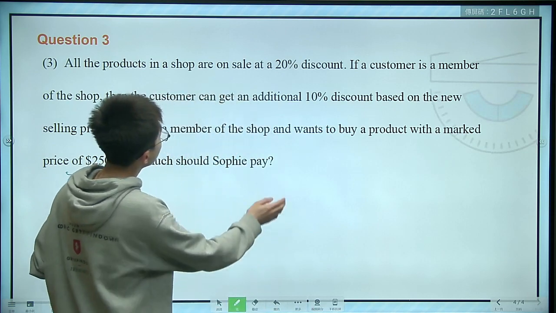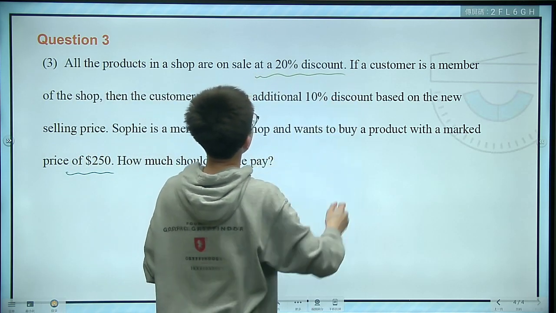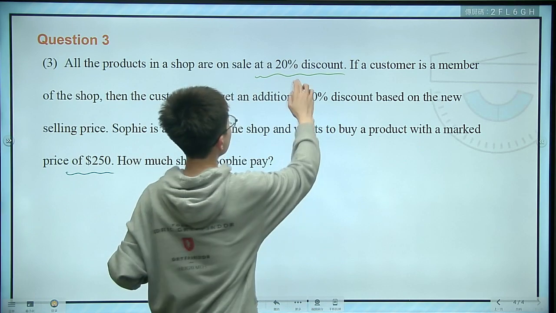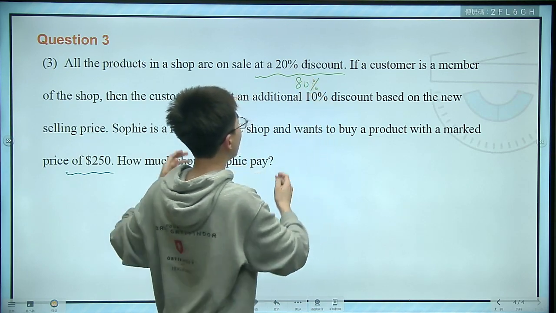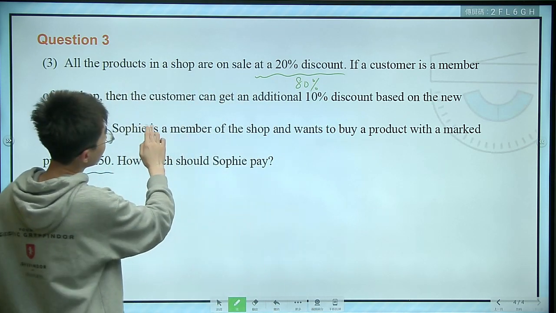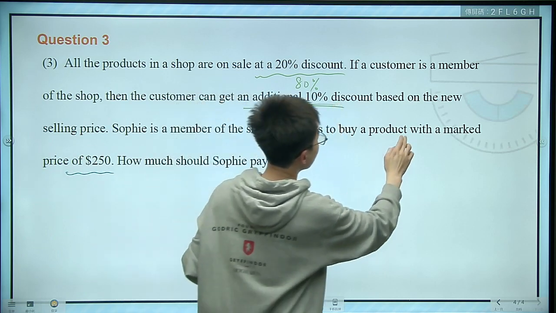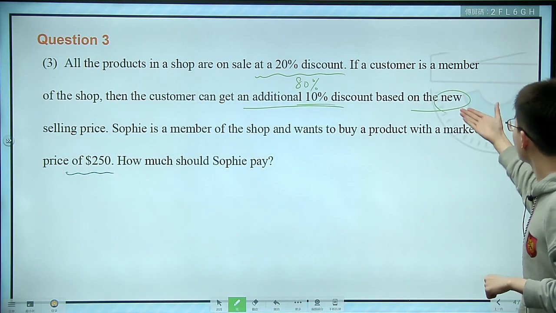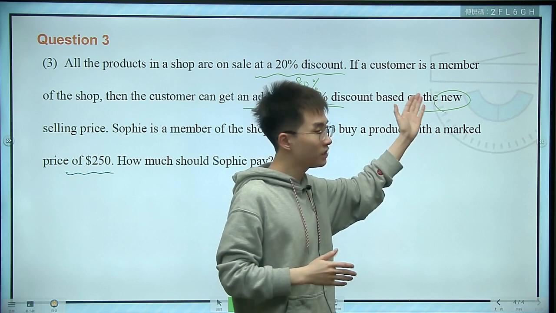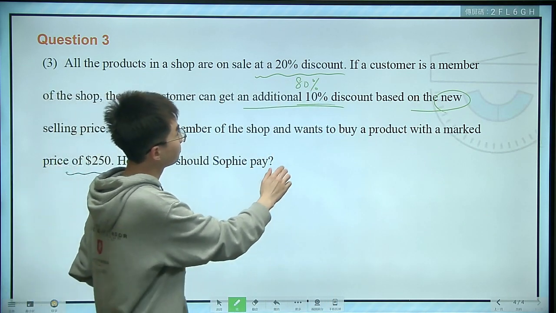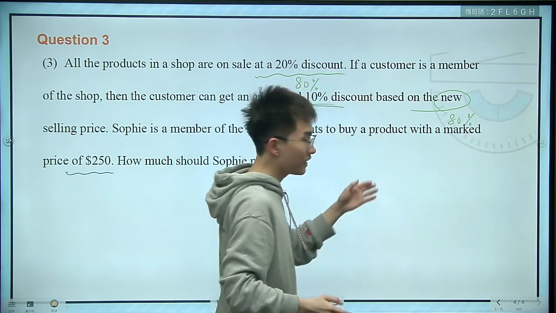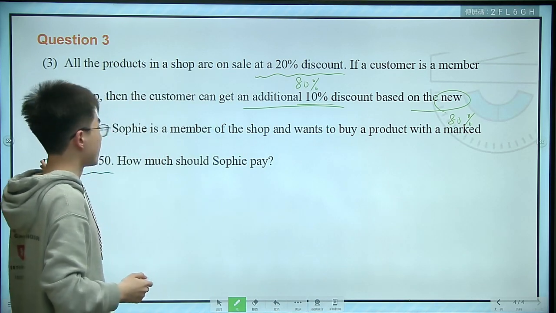In order to solve this problem, first of all, we need to consider the 20% discount. After the 20% discount, the product becomes 80% of the original marked price. But Sophie is also a member, so she gets an additional 10% discount based on the new selling price. This is very important. You need to be focused on this phrase, new selling price. The new selling price is actually 80% of the original marked price.